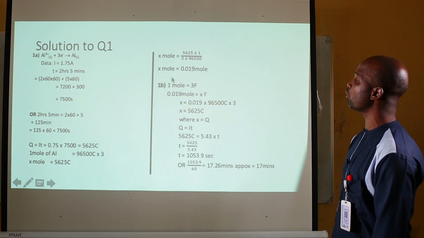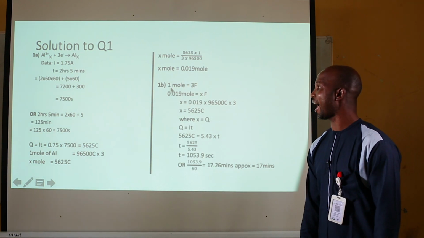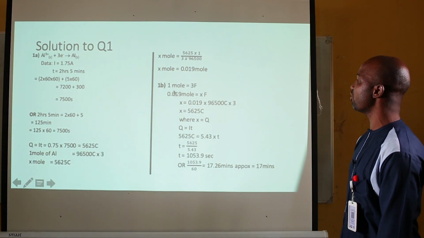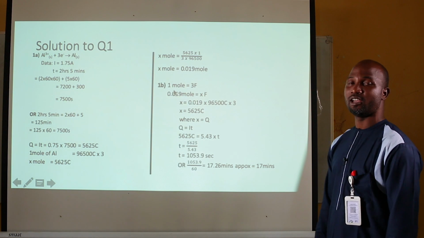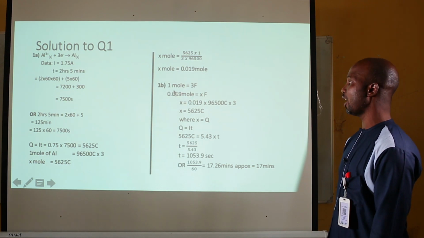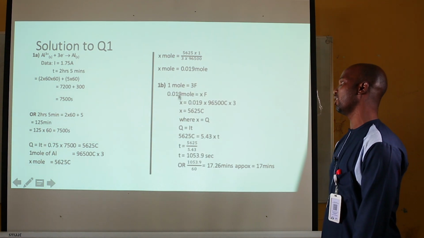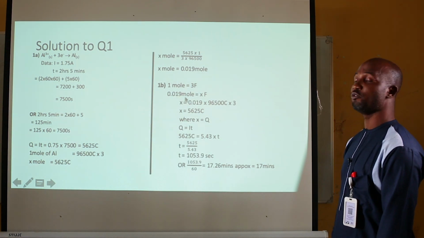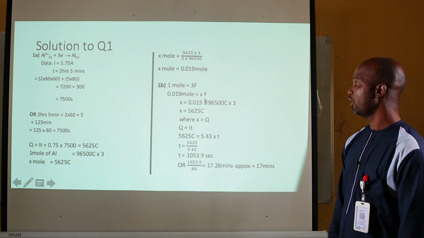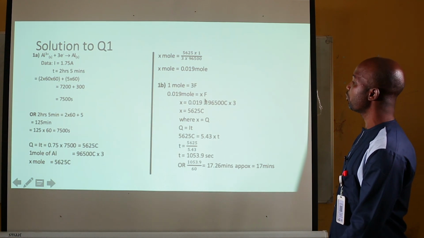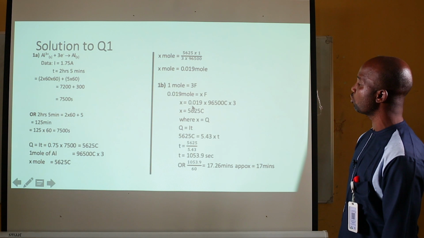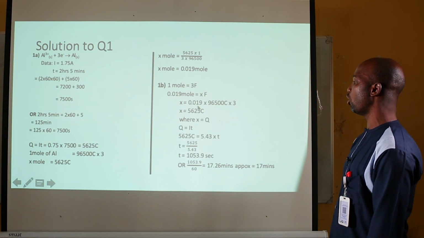And you go to the second question, which is question number 1B, that asks you to find the time it will take for the quantity of electricity to be deposited. And if you look at the factors that we have already, you say 1 mole is equal to 3 Faraday. 0.019 mole will give you X Faradays, which is unknown. If you do your arithmetic, you will find that X will be equal to 5625 coulombs.